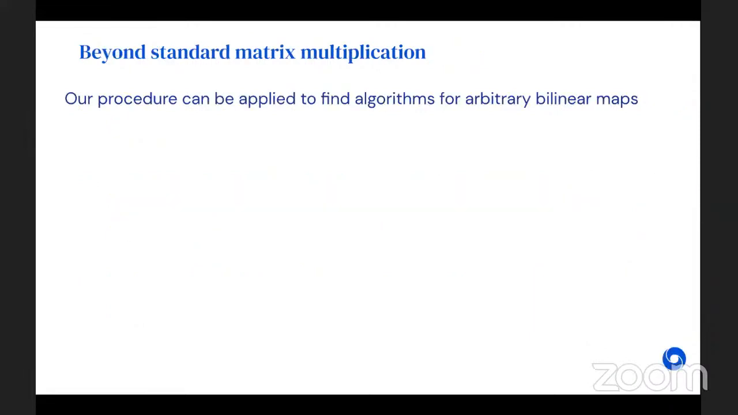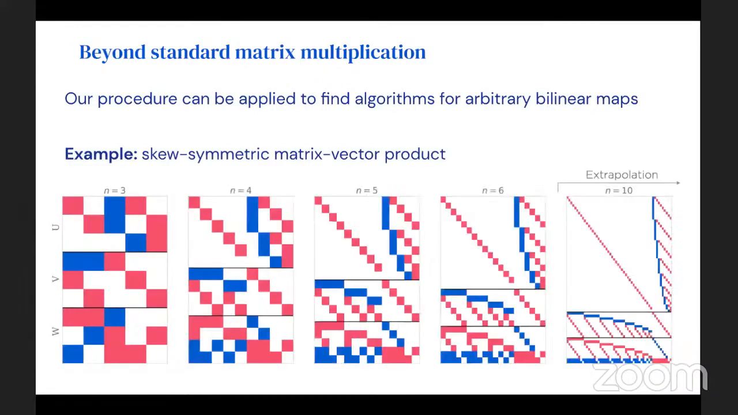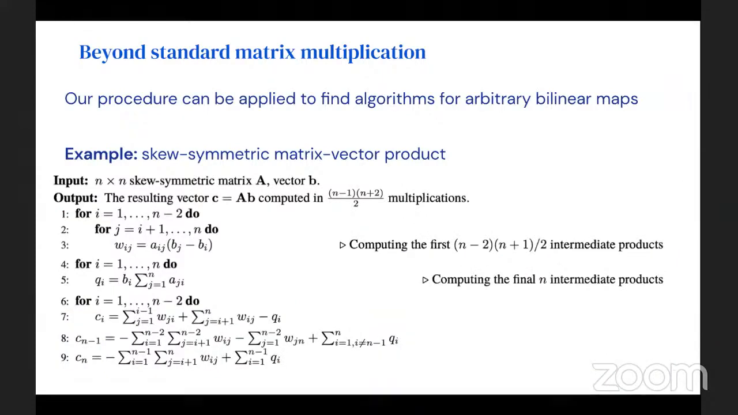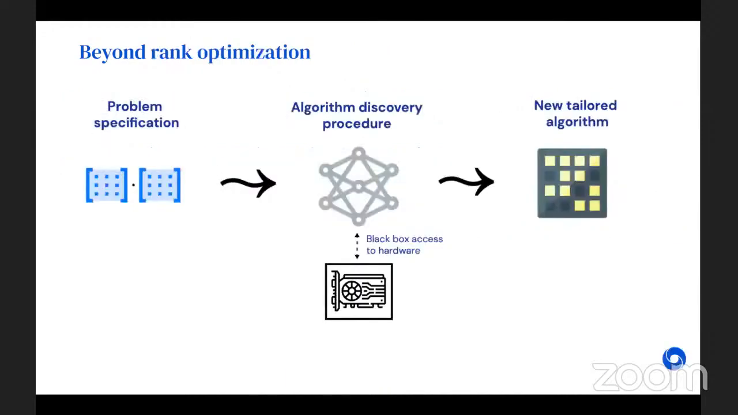The approach we have is really not specific to matrix multiplication. You can consider any bilinear map that you can think of, and you can apply the same procedure again to decompose that tensor and so on and so forth. So we took a bilinear map where, let's say, you want to multiply skew-symmetric matrix vector product, and then you can run AlphaTensor on this particular tensor, and then you have these fast algorithms to multiply these matrix vector products that beat existing state of the art results.